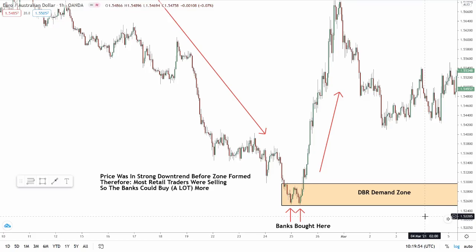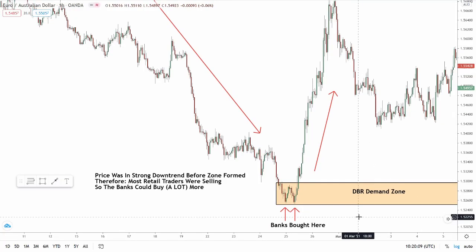This is like going to the market and being able to buy more than 100 hats because so many are being sold. You can make an even bigger profit selling them later on now because you can buy more. This is why rally-based drop and drop-based rally zones are stronger than rally-based rally and drop-based drop zones. They form due to the banks buying or selling a much larger amount.